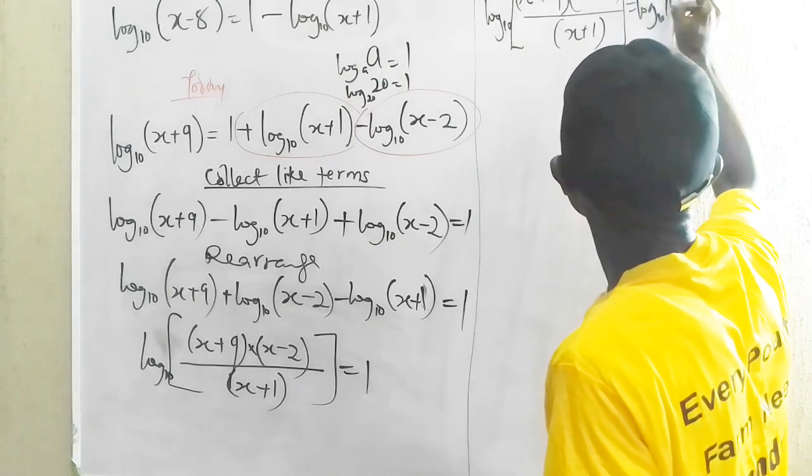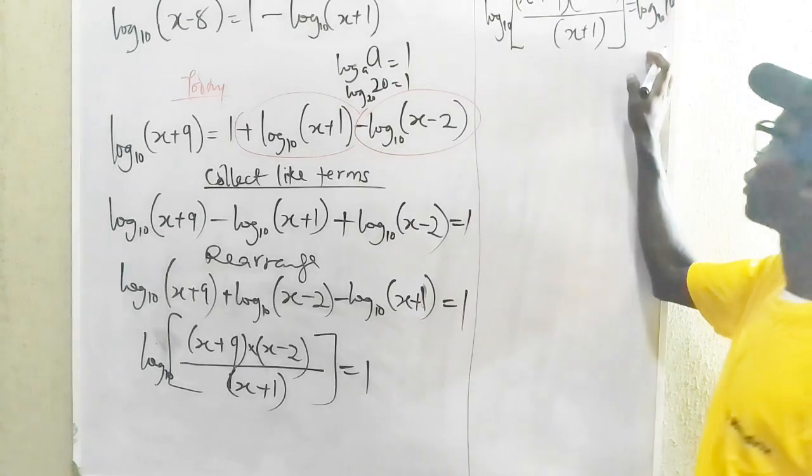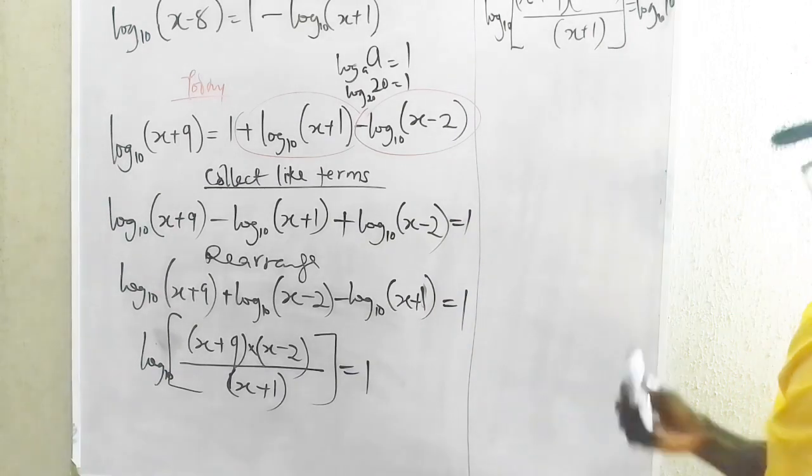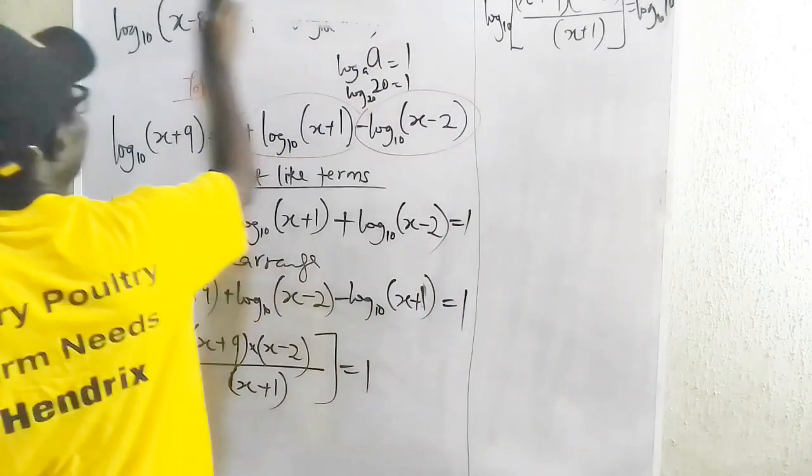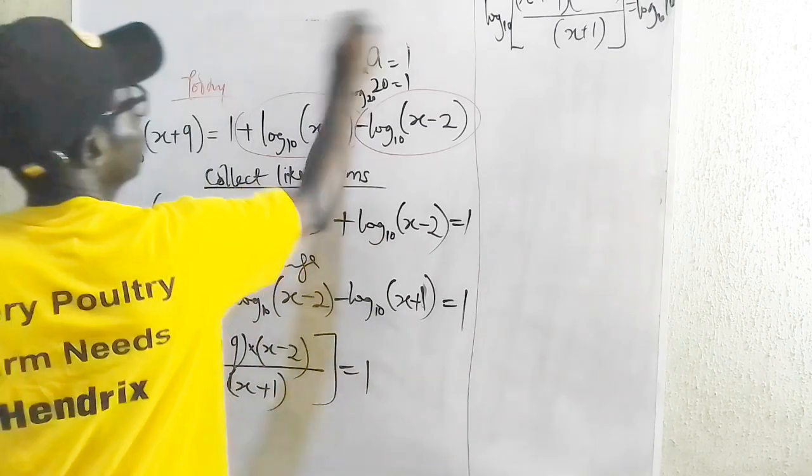Log in base 10 of 10. So this will become log in base 10 of 10. So to this end, I want to erase this place. So we'll move on.